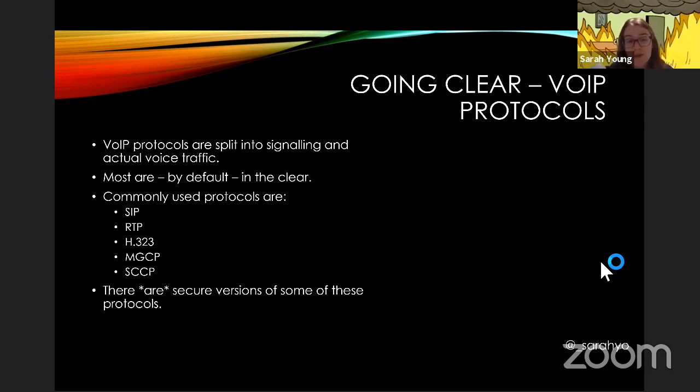Commonly used VoIP protocols are SIP, RTP, H323, MGCP, and SCCP, which is known as Skinny. It's a Cisco proprietary protocol. Many of these do have secure versions, but some of them don't. For those, what you need to do is encapsulate them in some kind of VPN tunnel, which can be difficult to do.